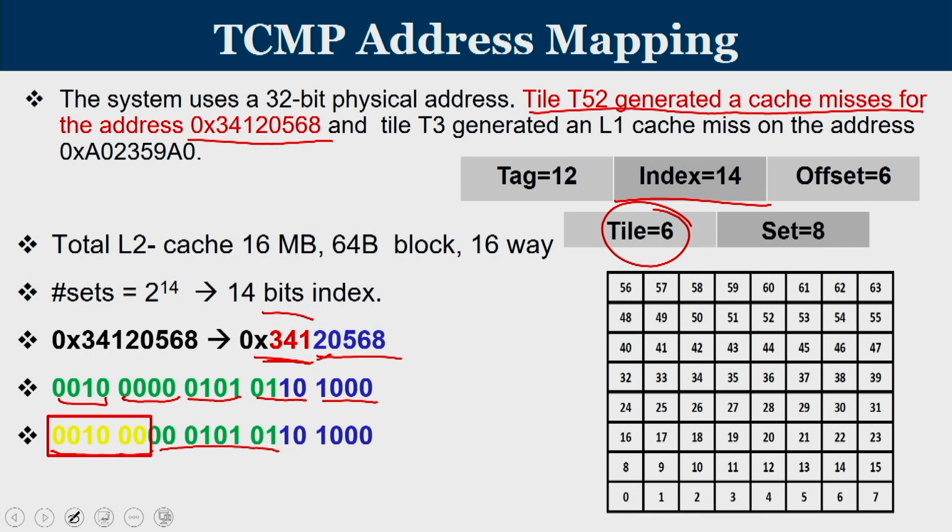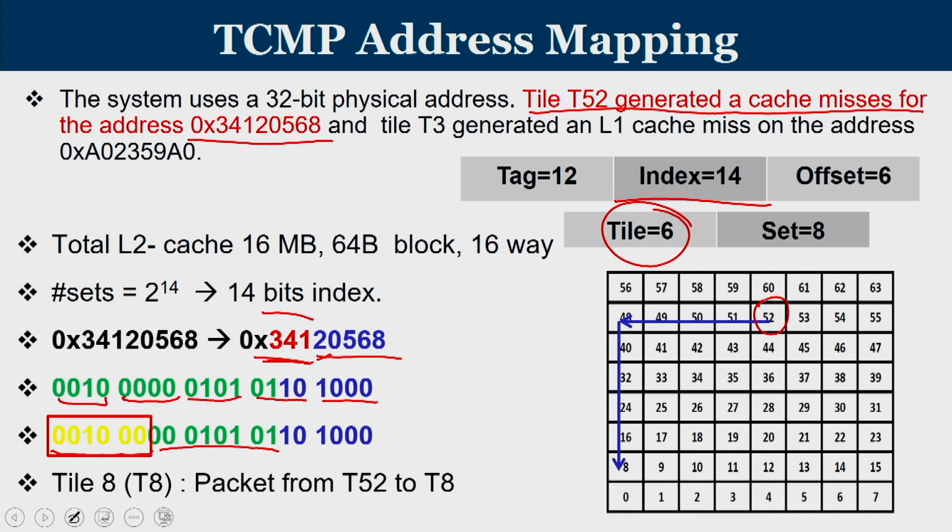What is seen in the yellow color within this rectangular box tells you it is tile 8. That means this miss is generated from tile 52. So, we have an address from tile 52 which, upon looking in the L1 cache, encountered a miss. That means you have to go and fetch it from the L2 cache, but the L2 cache is not a private cache for tile number 52, it is a shared distributed cache.